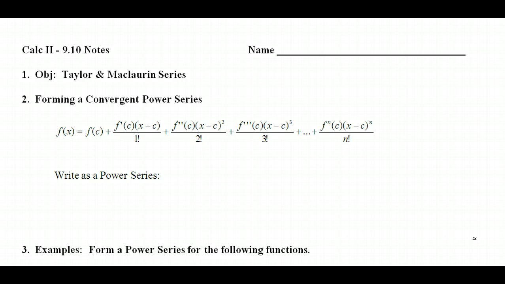So our objective today is to take our Taylor and Maclaurin polynomials that we wrote back in section 7, I believe it was, and now we're going to write those as a series. So if we form a convergent power series, basically this is what our polynomials look like.